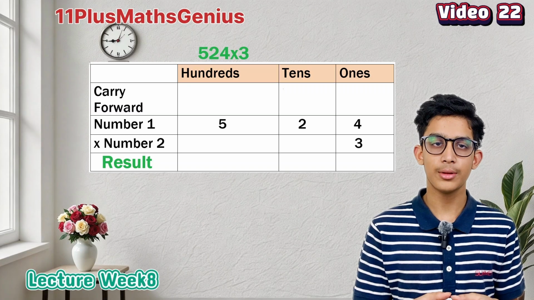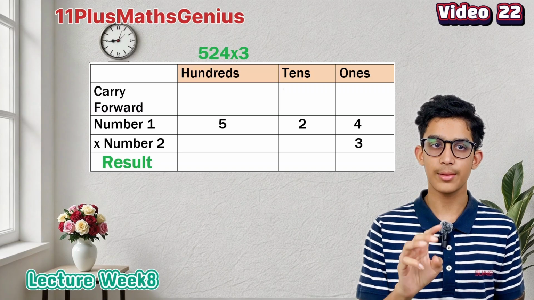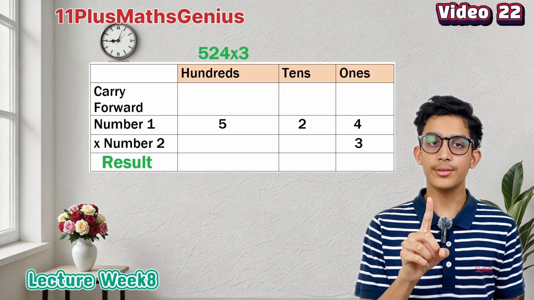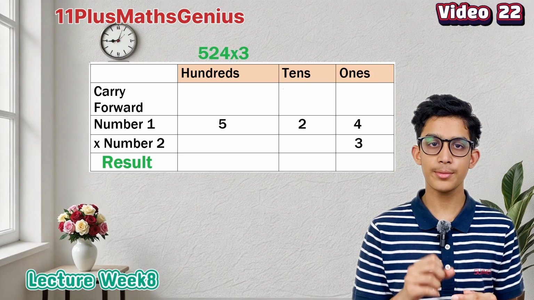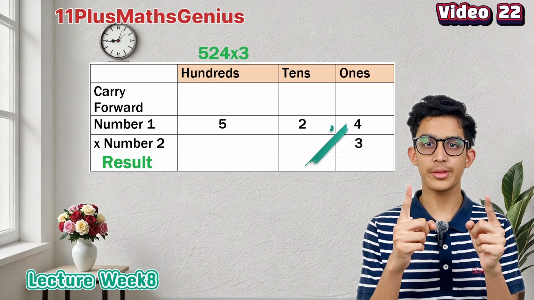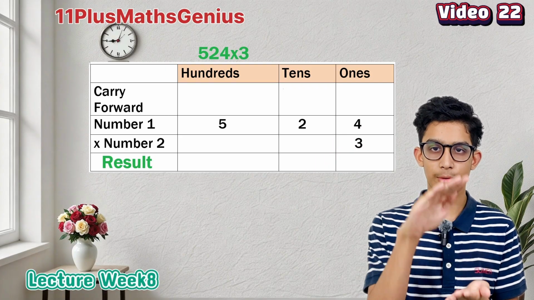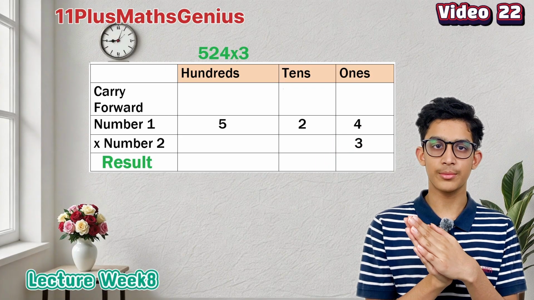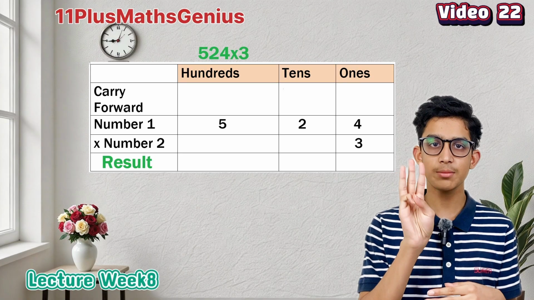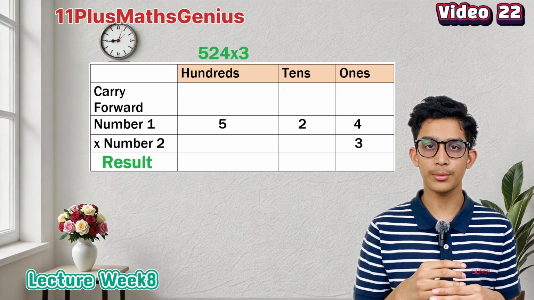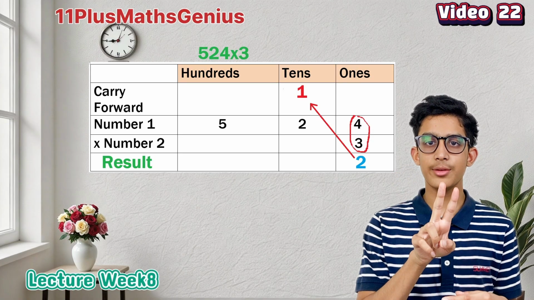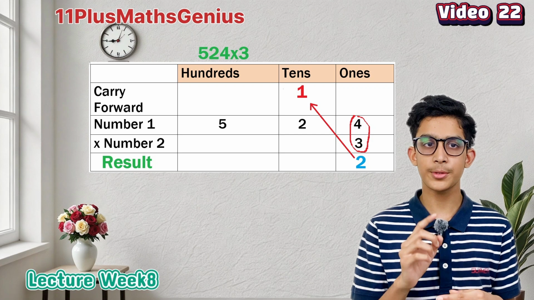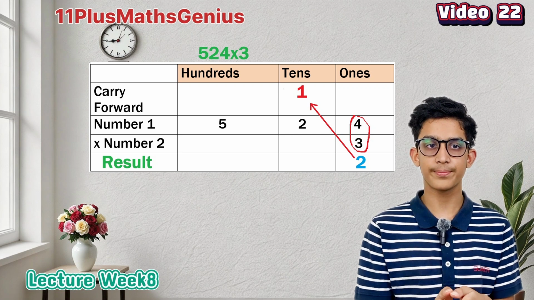For example, work out 524 times 3. Step 1. We do multiplication of ones with ones. If the result is more than 9, we shift the tens to the left column. Here, 3 times 4 equals 12. So we keep 2 in one column and shift 1 to the left column.